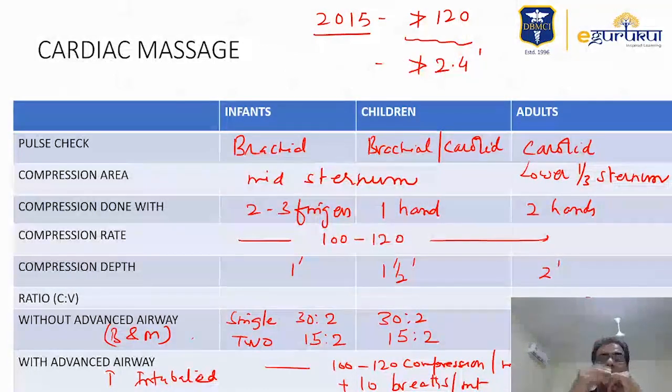One person would give 5 compressions and then stop, and then the second person would give one breath. So now there should be no synchronization. One person continues compression at a rate of 100 to 120, and the second person, by watch, will give one breath after every 6 seconds, and the person giving compression will not stop at the time of the breath.